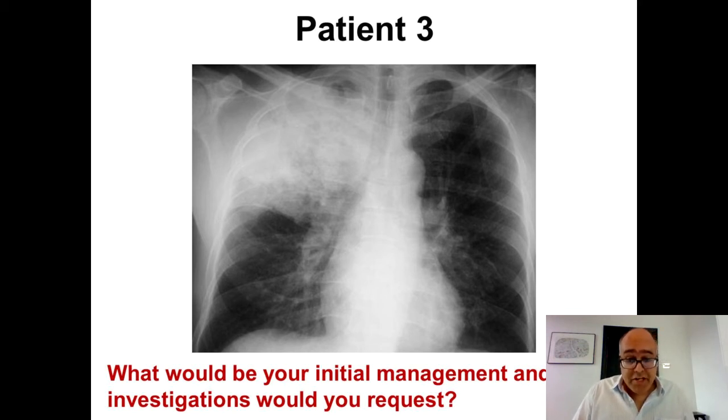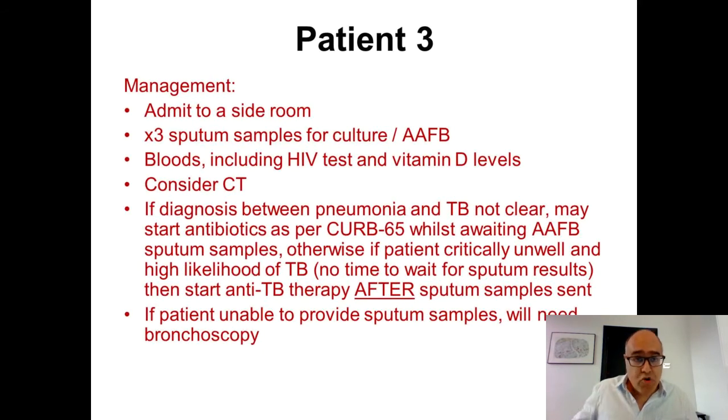So thinking about initial management, initial investigations, it would certainly be appropriate to admit this patient to a side room in case it is pulmonary TB, because obviously that's a high risk of infection for other patients, other staff, etc. Thinking about screening for TB, we want to get 3 sputum samples for culture, but also for acid-fast bacilli. Blood testing would be done, including an HIV test and vitamin D levels.